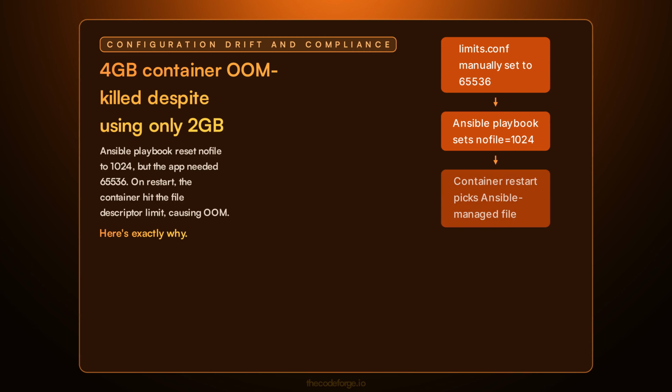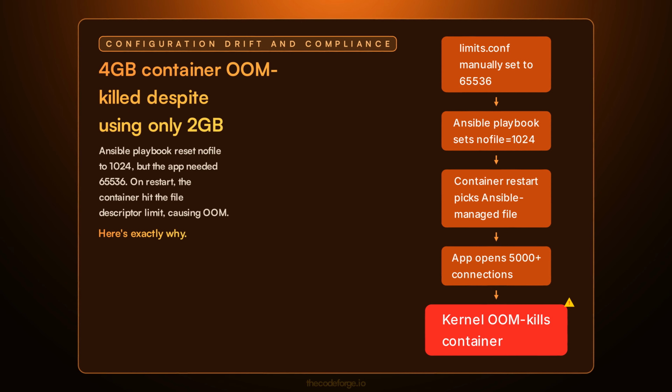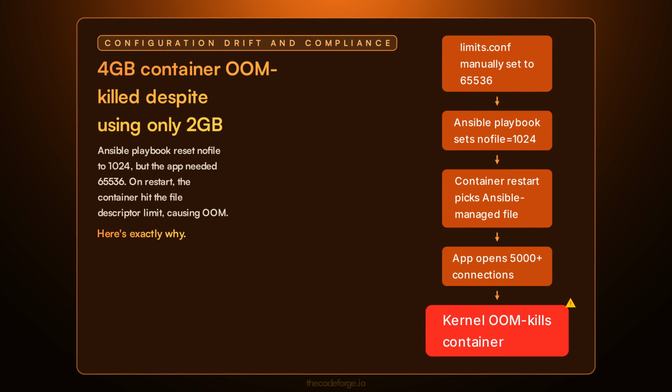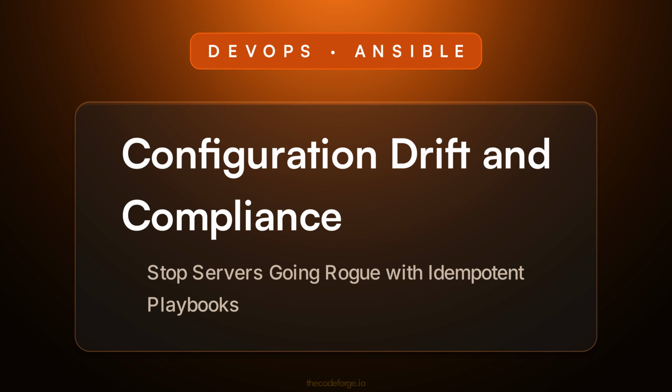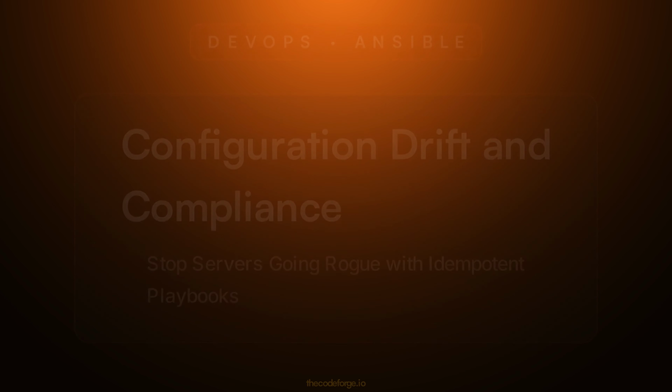A container with 4 GB memory was OOM-killed every 72 hours, but the process only used 2 GB. The culprit? A single file descriptor limit that Ansible silently overwrote. Let's break down configuration drift and compliance, how it works, and the exact mistake behind that failure.